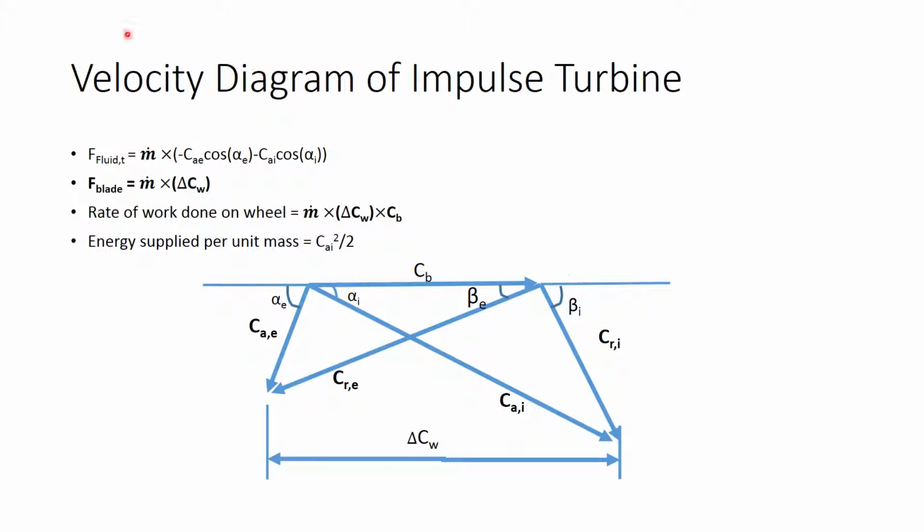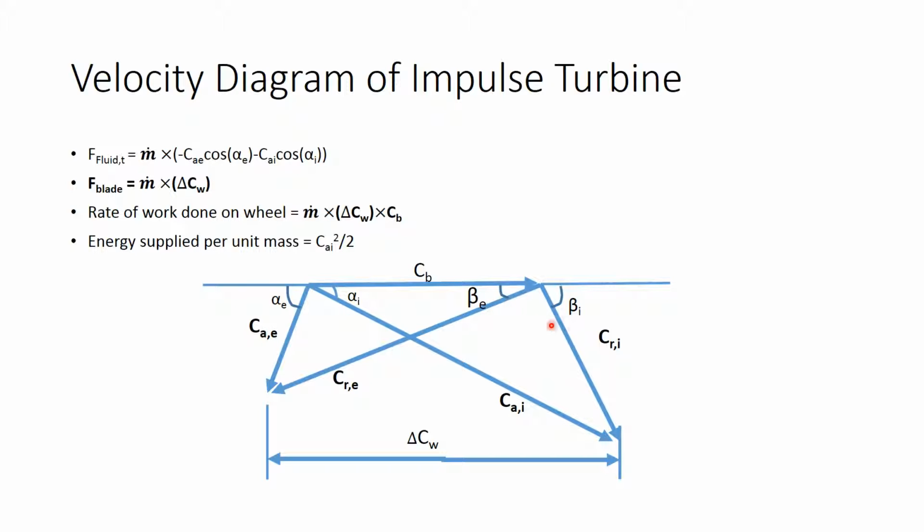Now coming to the velocity diagram of turbine, there are various symbols used. CB denotes blade velocity, CAE denotes exit absolute velocity, CRI denotes relative velocity at inlet between rotor blade, CRE relative velocity at outlet, CAI inlet absolute velocity, delta CW denotes tangential component of difference of velocity, alpha I denotes nozzle angle, alpha E is the angle made by absolute velocity and blade velocity at exit. Beta E and beta I are the blade angles.